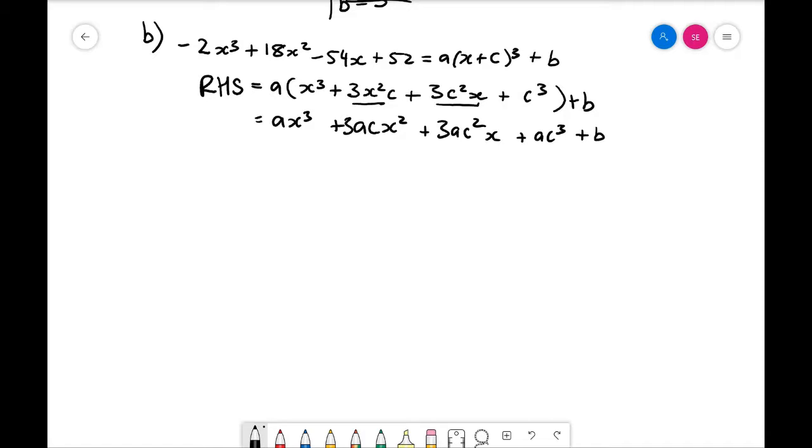Now I've got that. Cool, so let's equate coefficients. We know that equals the left-hand side, which is equal to minus 2x cubed plus 18x squared minus 54x plus 52. Awesome, so again, let's equate coefficients. The coefficient of x cubed is a on the left-hand side and minus 2 on the other side. Okay, so we've got a is equal to minus 2.